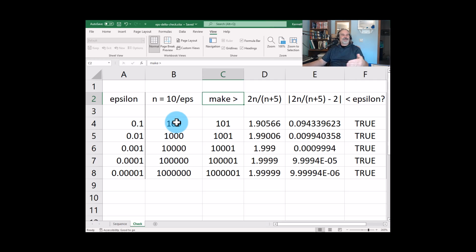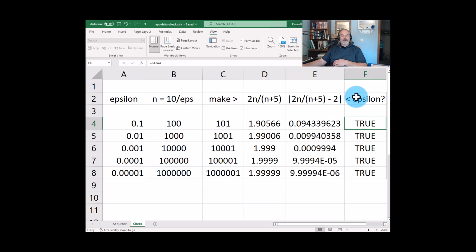We want it to be less than epsilon. So let's go out one more term, to term 101 in the possible input values for little n. We're going to calculate 2n over n plus 5, measure the distance of that value from 2, and then go back here and check whether or not that's really less than epsilon. And in this case, it is.